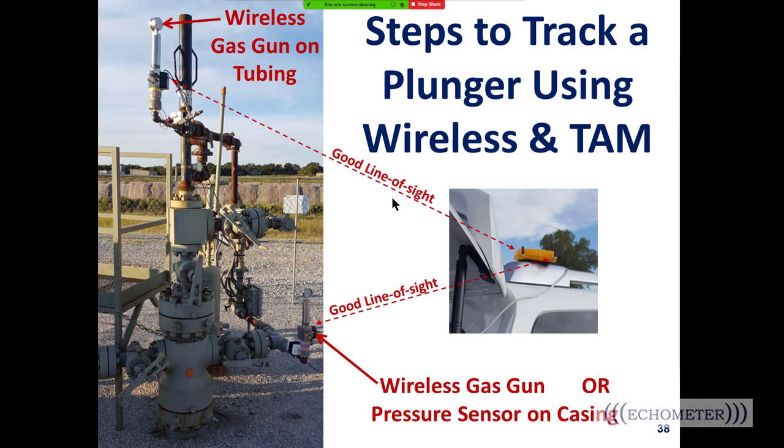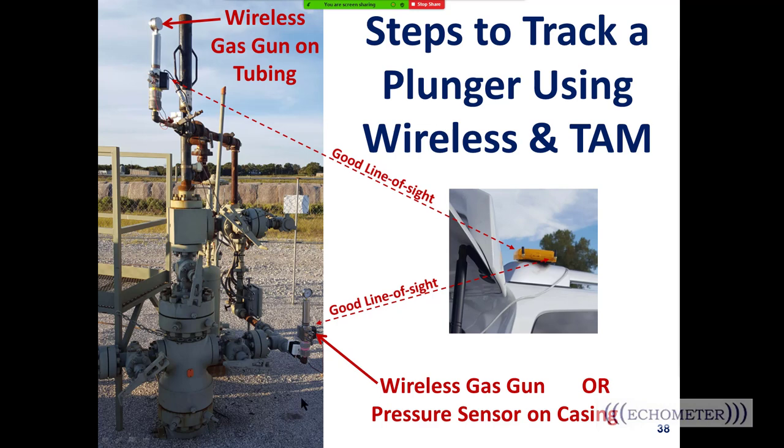Now this next slide, we're going to talk about acquiring the data, and this is with the wireless equipment. And the wireless, we call this the base station. It's sitting on the back of the vehicle. And we see line of sight to the remote wireless gas gun on the tubing on the lubricator. And we've got one also on the casing. And the wireless equipment lets you have three gas guns attached to the well, or three sensors: one gas gun and two pressure transducers. Maybe you want a pressure sensor on the casing or a gas gun on the casing. Maybe you want a pressure sensor on the lubricator.